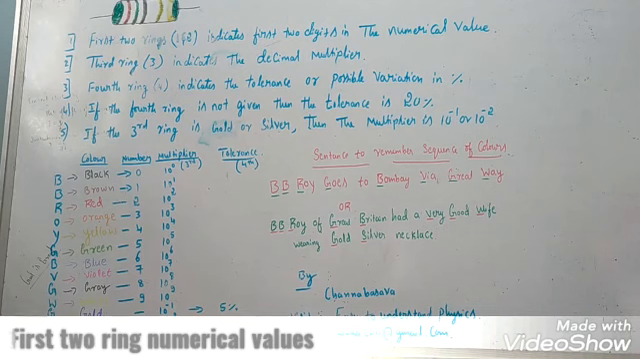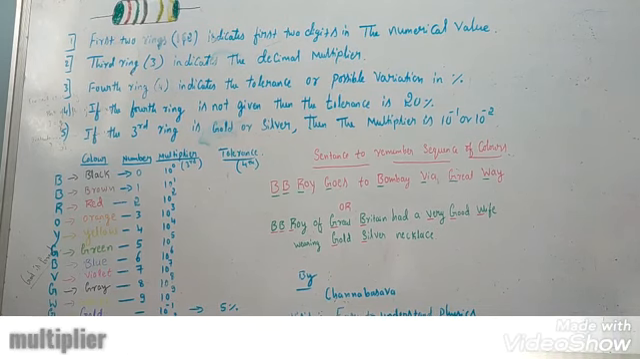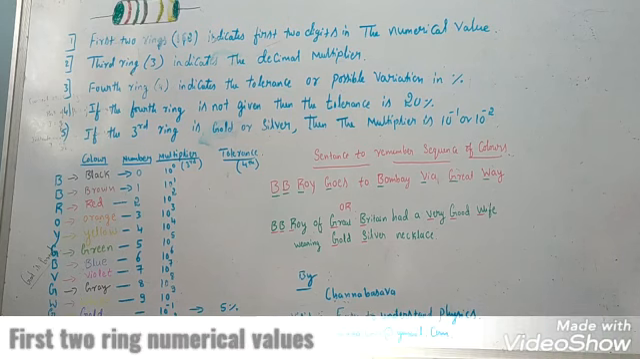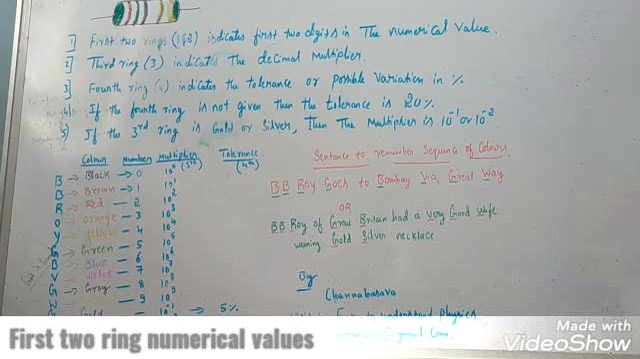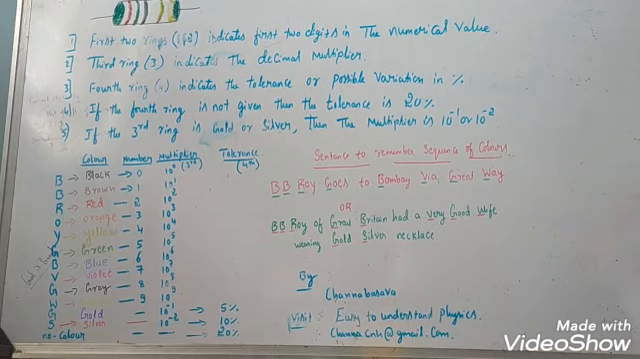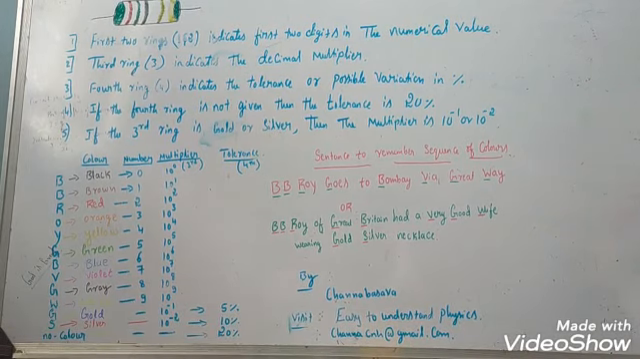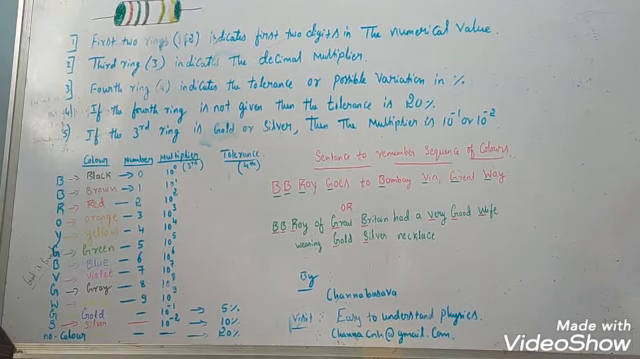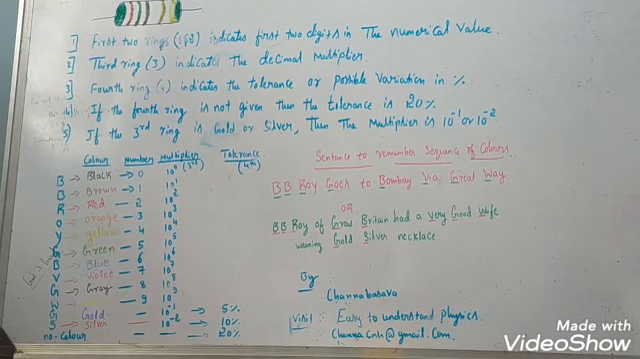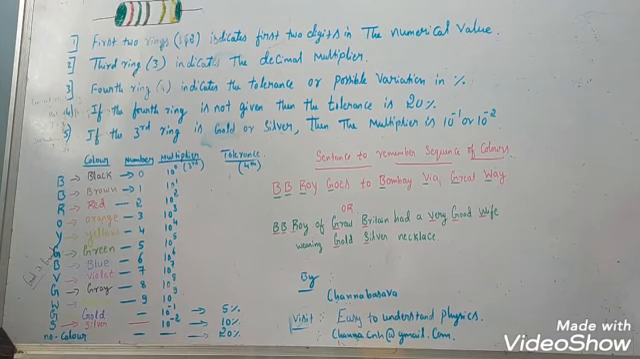Coming to the multiplier, we take it in terms of the third ring. Let us take the example of black. If the third ring is black, the multiplier is 10 to the power of 0, or the value is 1. For brown, the multiplier is 10 to the power of 1, red 10 to the power of 2, orange 10 to the power of 3, yellow 10 to the power of 4, green 10 to the power of 5, blue 10 to the power of 6, violet 10 to the power of 7, gray 10 to the power of 8, and white 10 to the power of 9.